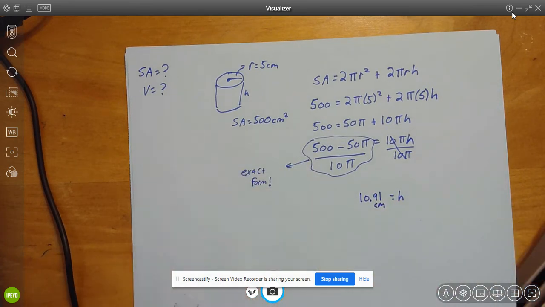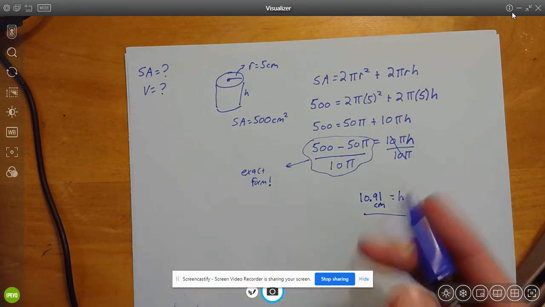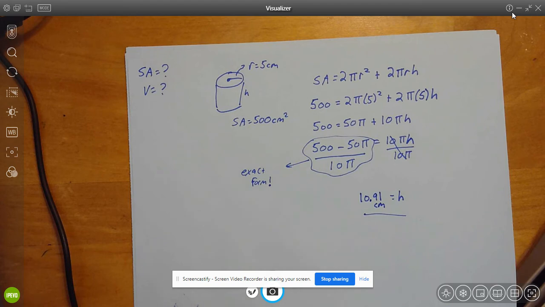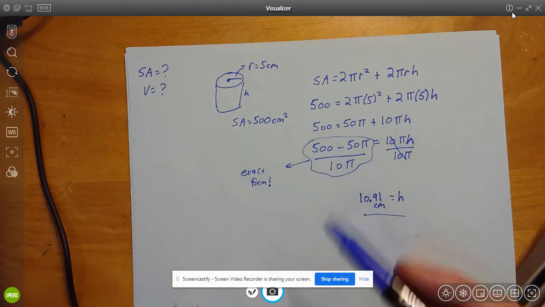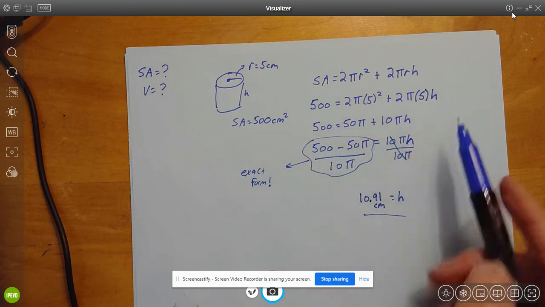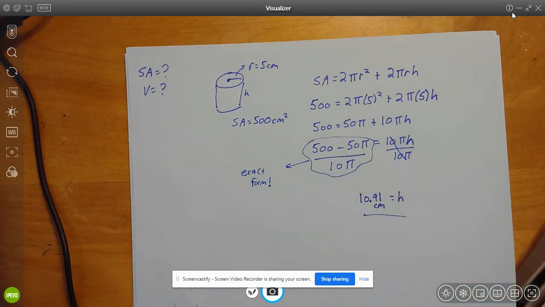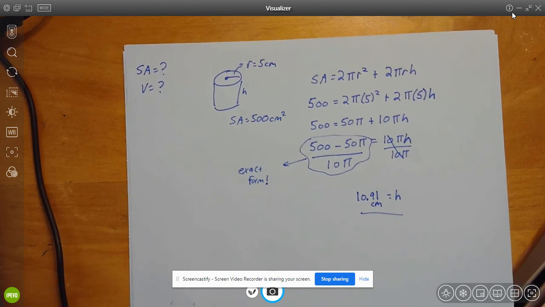so centimeters. The reason I wanted to go over this is just to show you that we don't always just solve for surface area and volume. We can use kind of our algebraic tools to rearrange the equations to solve for height or to solve for radius or width or whatever the question requires. So that's all I wanted to discuss in this video.